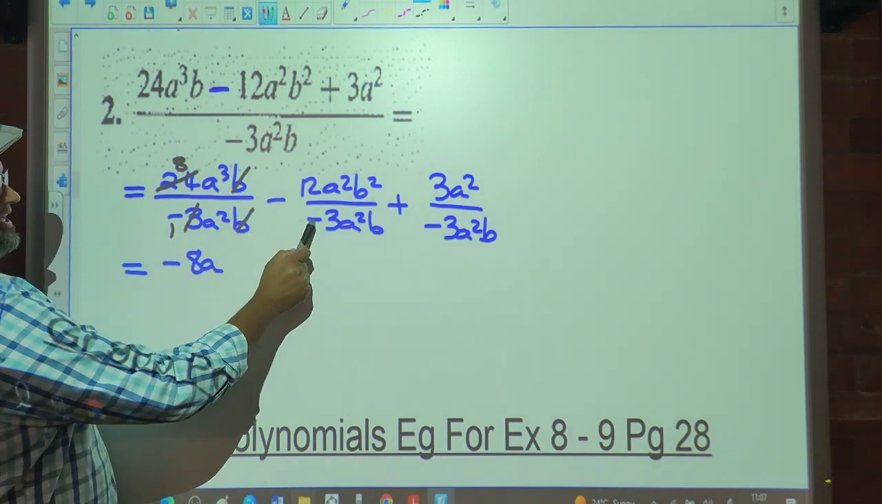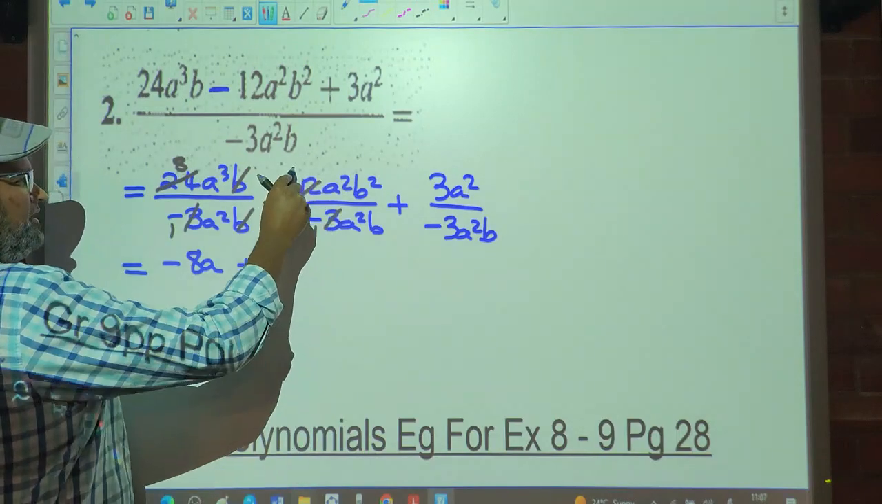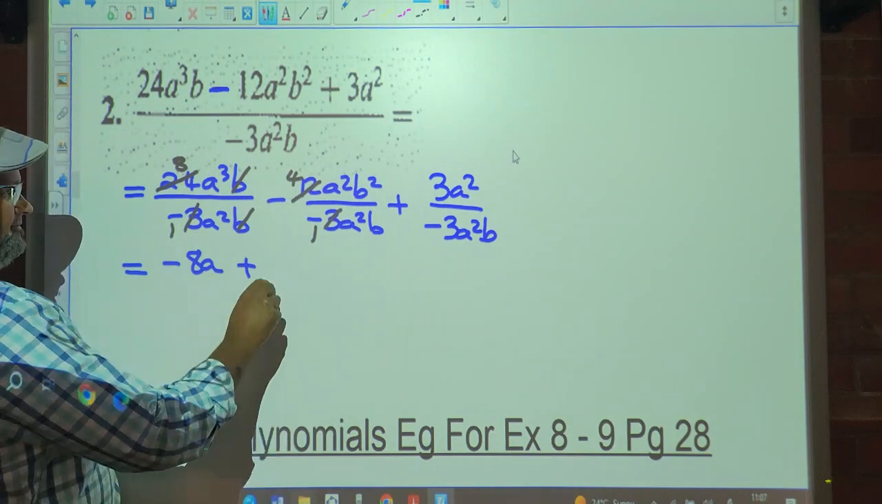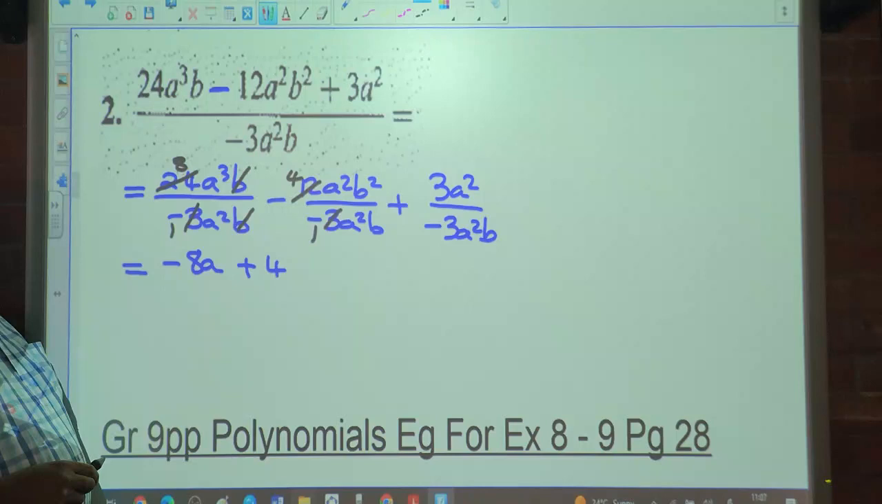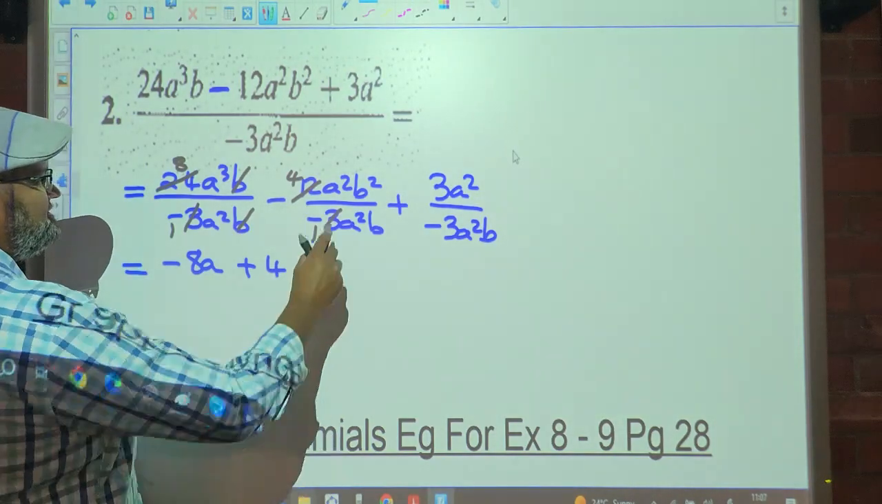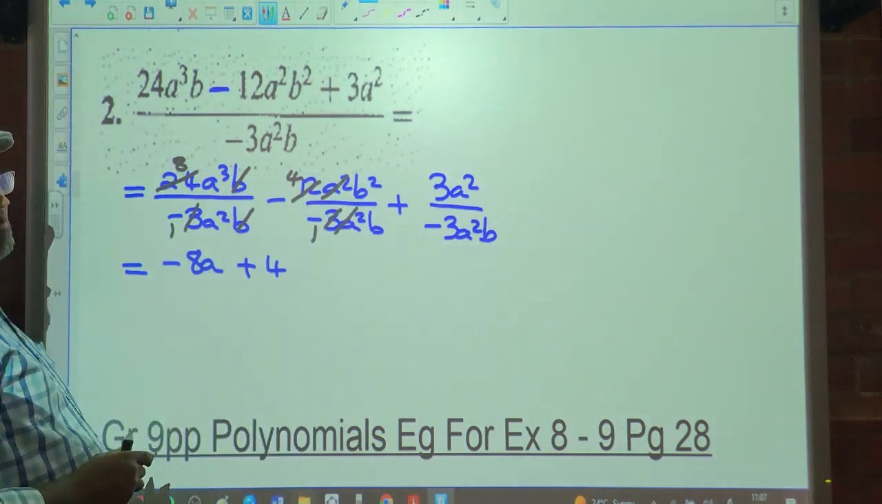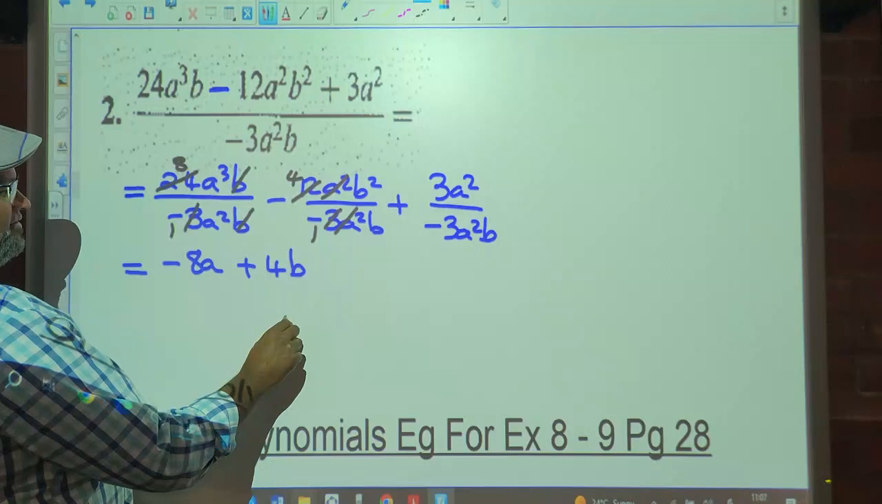What's negative divided by negative? Positive. 3 goes into 3 once, 3 goes into 12? 4 times. So it's 4. Where's the more a's? They're equal. Top and bottom are the same, so it's cancelled. Were there more b's? Yes, so it's 4b over 1, which is 4b.